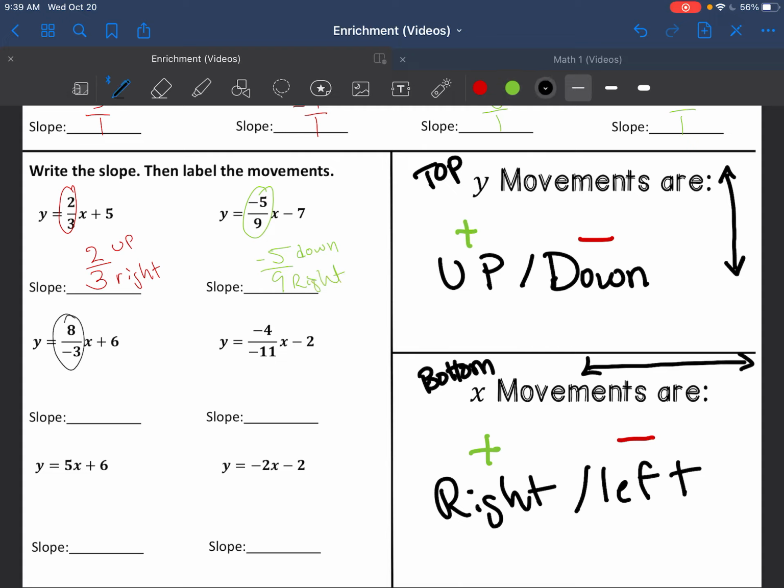Then we have 8 over negative 3. 8 is telling me how to go up because it's positive. Negative 3 is telling me to go to the left because it's negative. That is not how you spell left. The next one here, we have negative 4 over negative 11. Negative 4, negative 11, both are negative. So up top, that tells me to go down 4. Bottom tells me to go left 11.